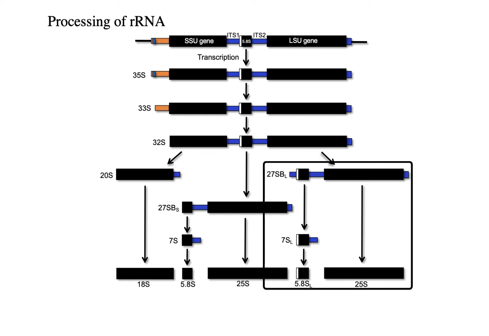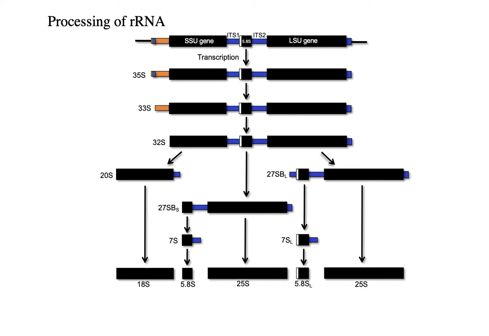And then that's processed into the large subunit here, which is the 25S in this case, and the 5.8SL, the slightly longer piece of the 5.8S gene. In both cases, the large ribosomal RNA and the 5.8S ribosomal RNA are put together into the large ribosomal subunit, which becomes the catalytic part of the ribosome.